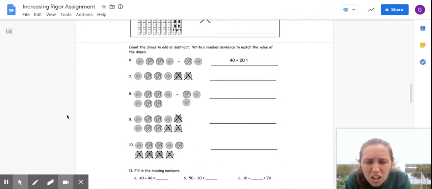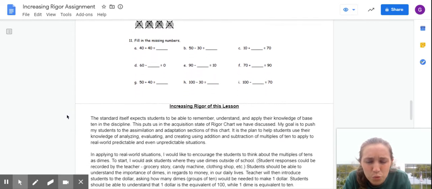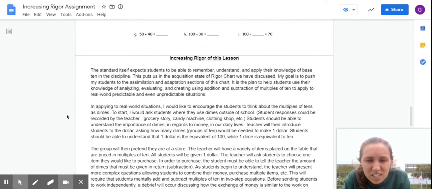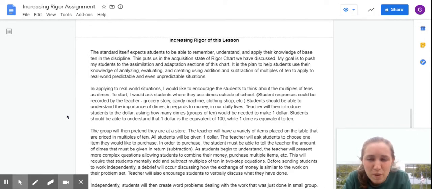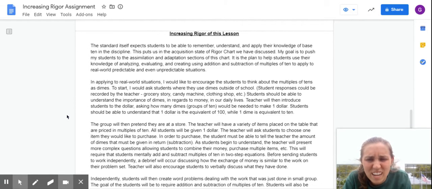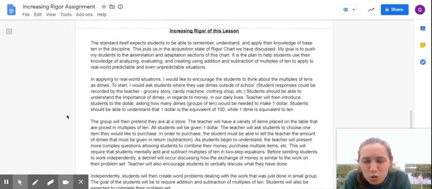Now for information about increasing the rigor of the lesson. So as we can see, the standard asks them, as mentioned before, to remember, understand, and apply their knowledge of base 10. But I wanted to take it a little deeper so that they could be able to apply it to real world situations through analyzing, evaluating, and creating. So to apply to real world situations, I wanted them to think about the times that we use multiples of 10, meaning dimes. So we would talk about when we use these things in real life, how we use these things, why they're important to us.